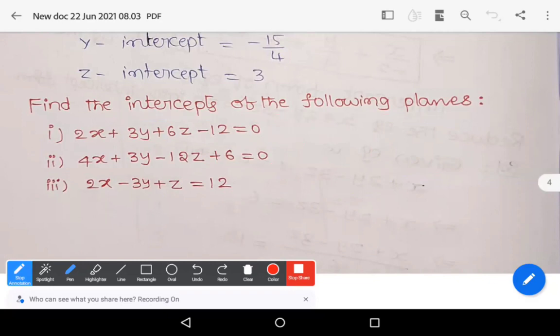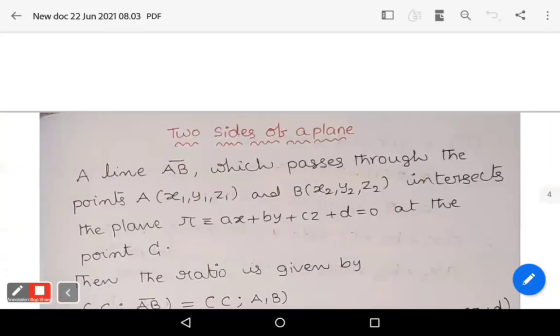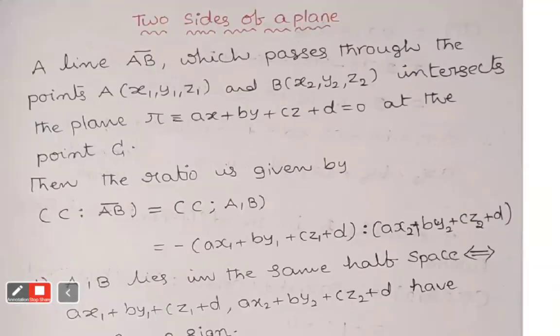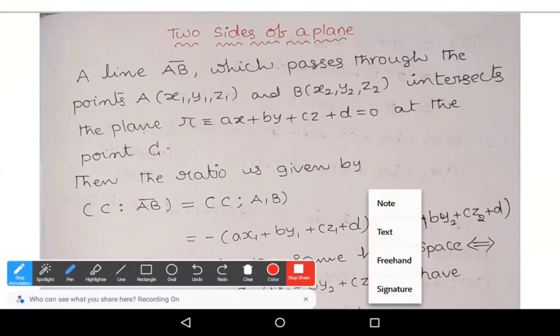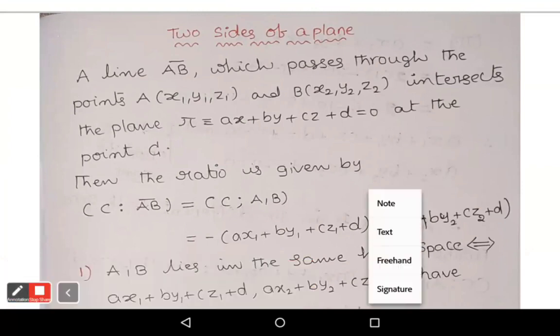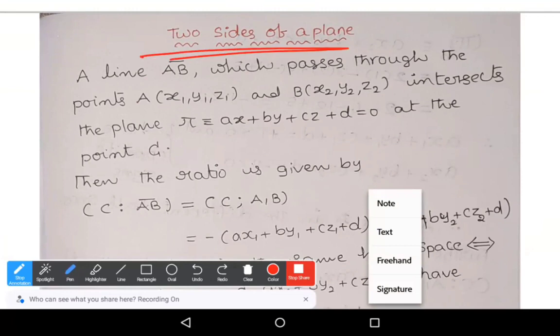Let us go for the next method, which is very, very important for the 5-mark section as well as the 10-mark section. Two sides of a plane.